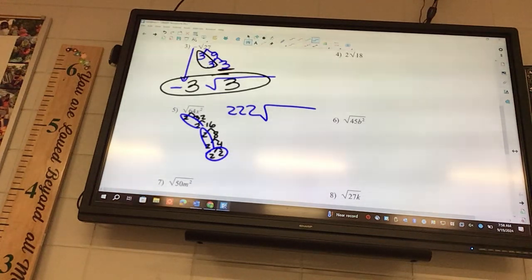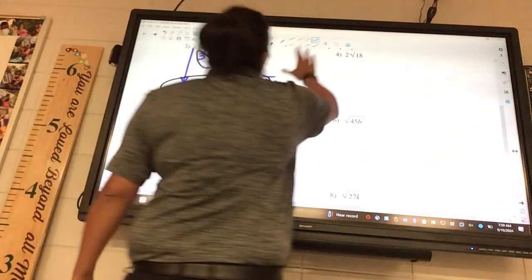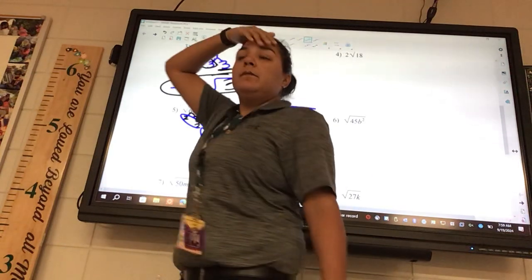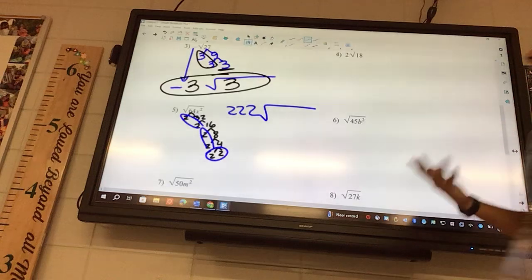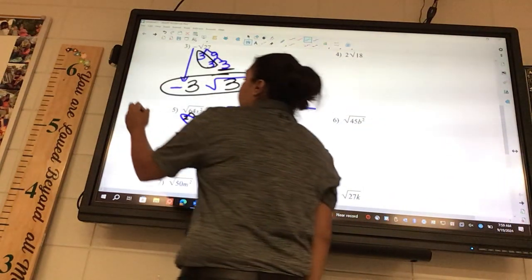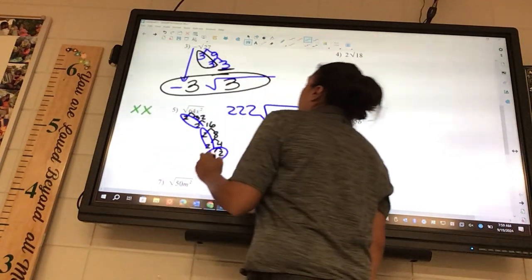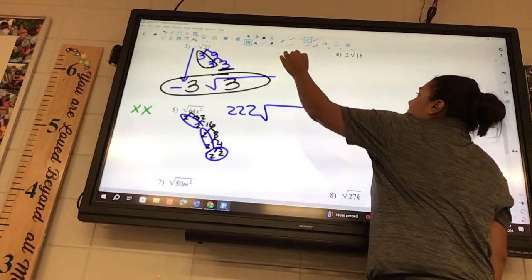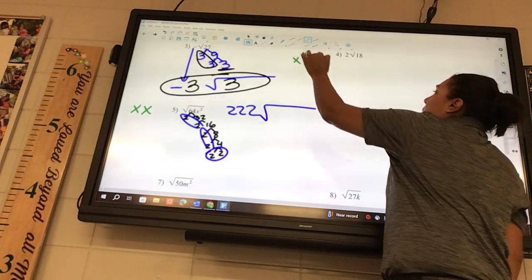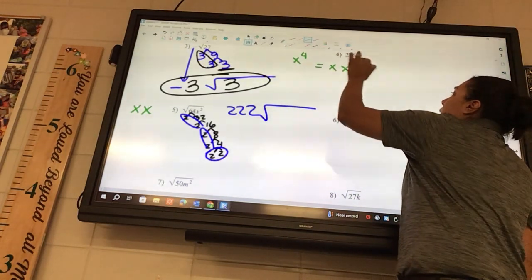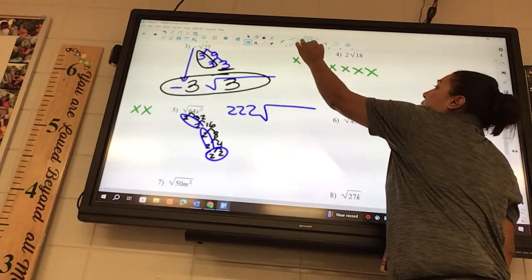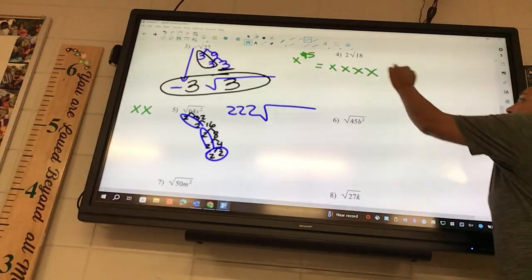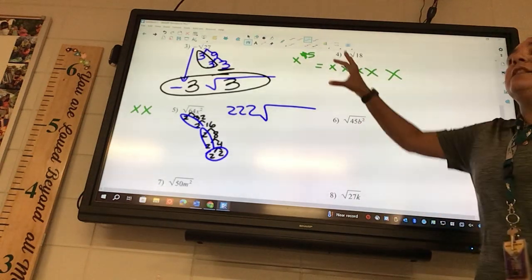Okay, so then if we look at the x's, what does it say? X with an exponent of 2. All that means is that there's 2 of the x's. Okay, so if it said x to the 4, that means 1, 2, 3, 4 x's. If it said x to the 5, how many x's are there? There's 5 x's. If it said x to the 7, that means there's 7.